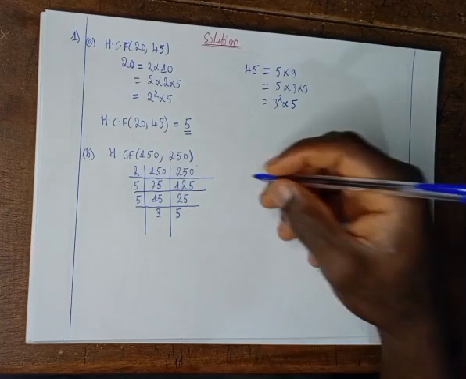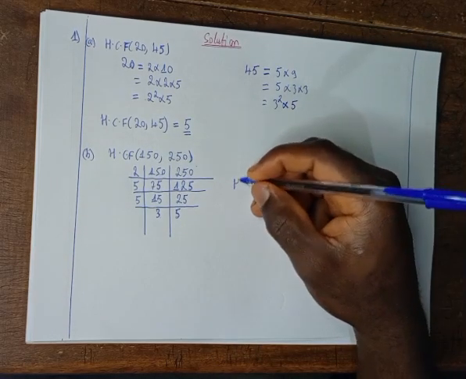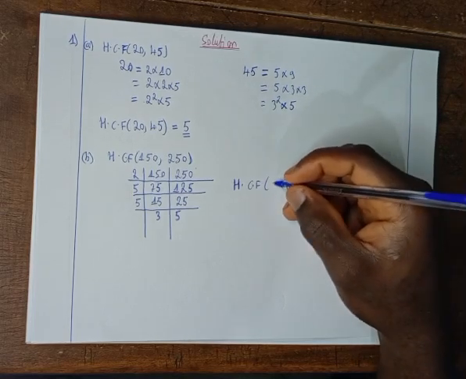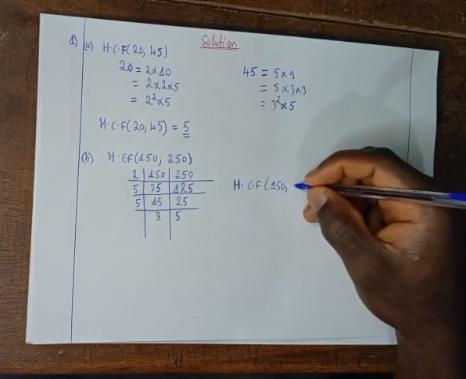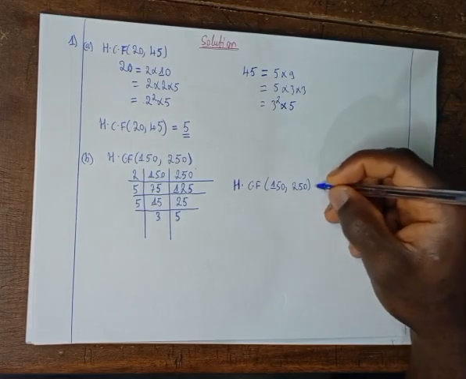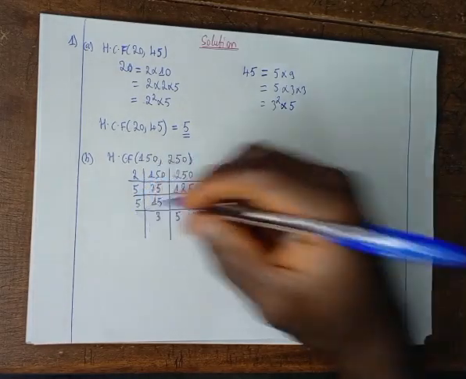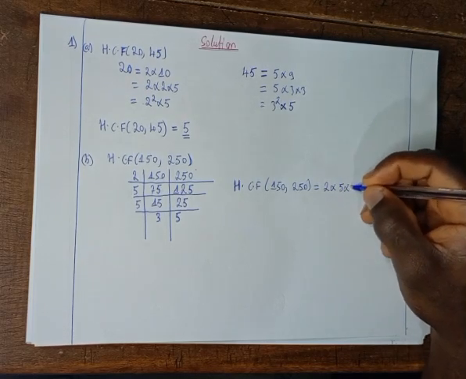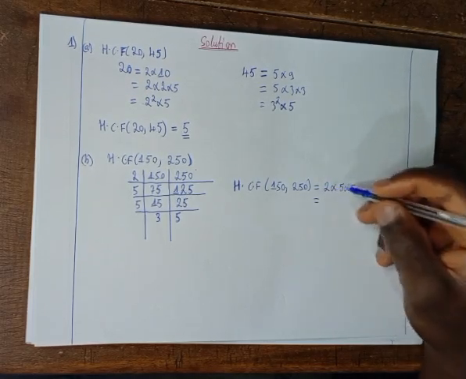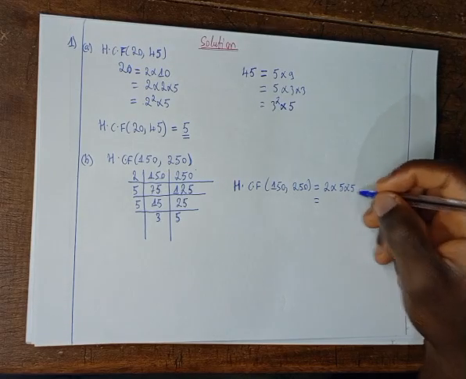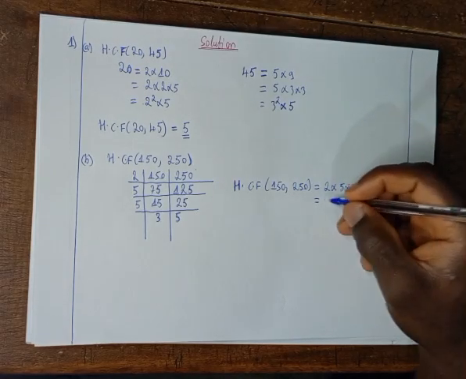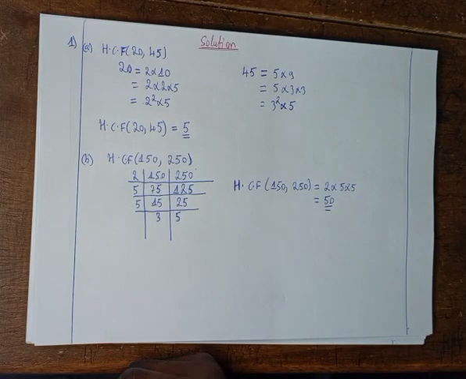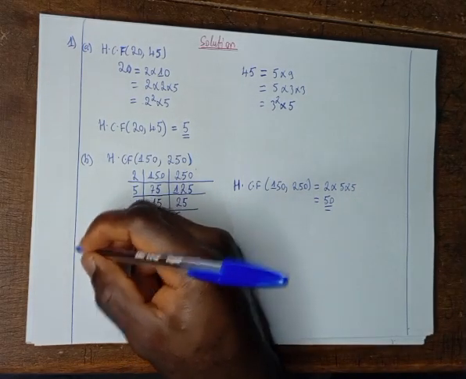Then we conclude, therefore, the H.C.F of the numbers 150 and 250 is simply equal to, you're going to multiply all the numbers we have at the first column, 2 times 5 times 5, which is simply equal to 2 times 5 gives us 10. 10 times 5 is equal to 50. So 50 is the H.C.F. Next, we go to question C.